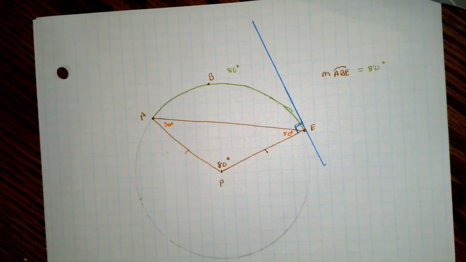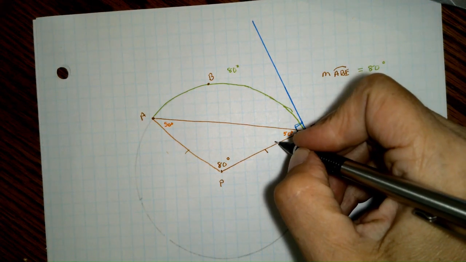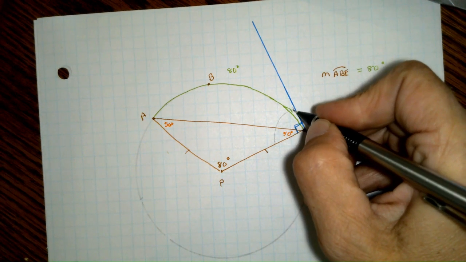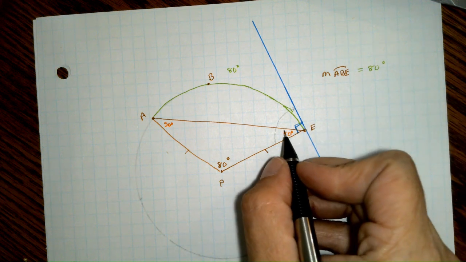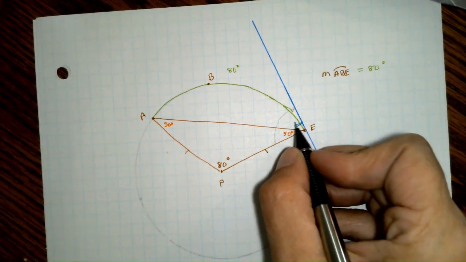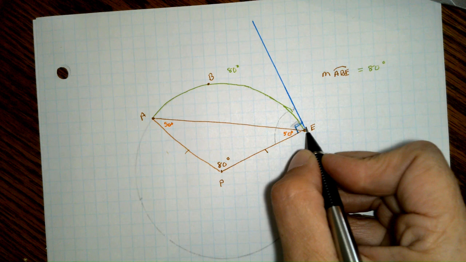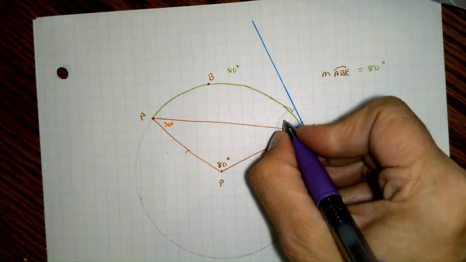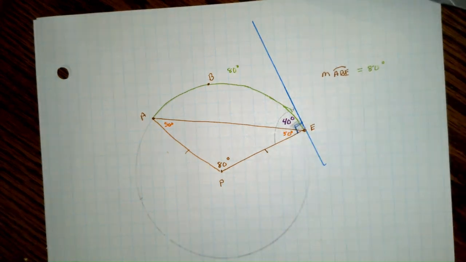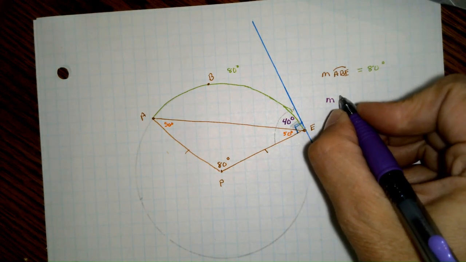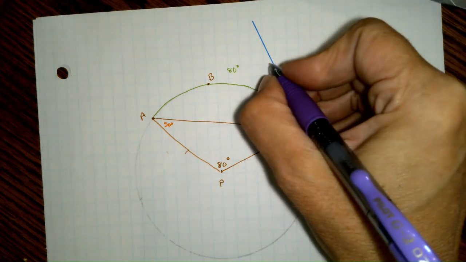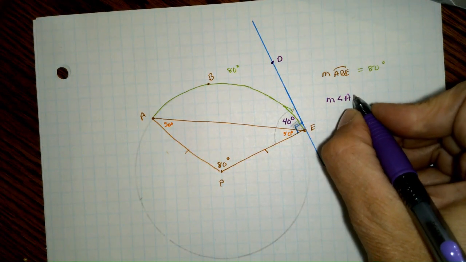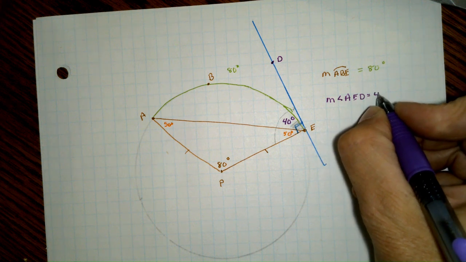However, I know that to get from PE to this tangent line, that's 90 degrees. So if this uses 50 degrees, then this angle right here would use 40 degrees. So the measure of angle, we need another letter, don't we? We'll call this D. AED is 40 degrees.